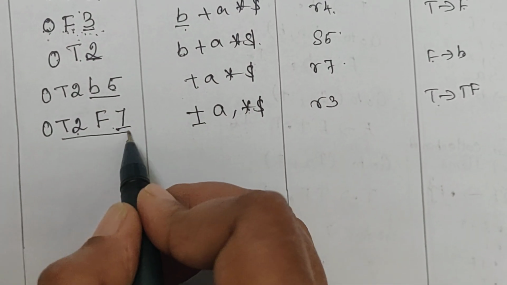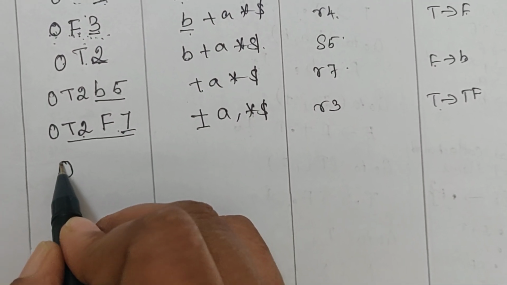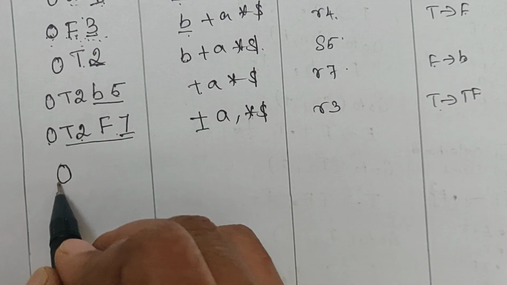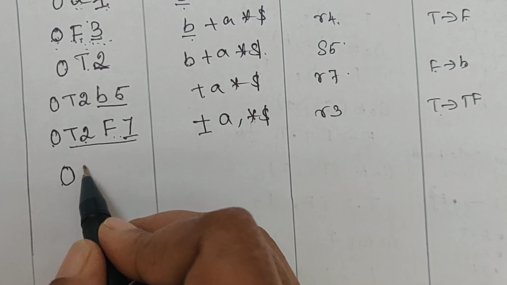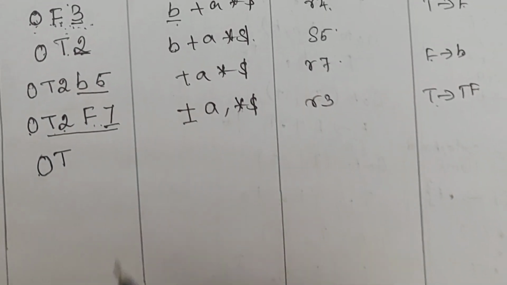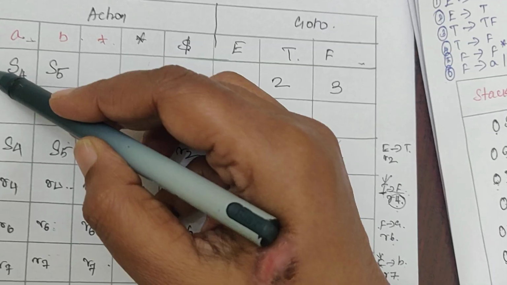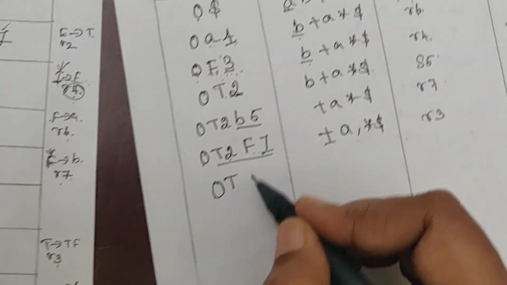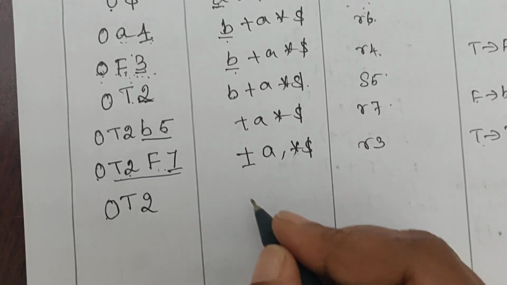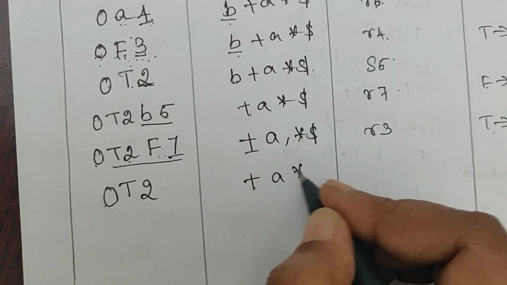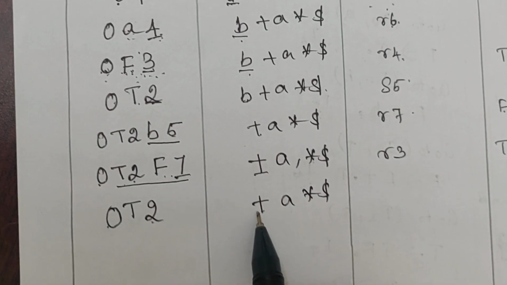So I have to reduce this entire thing. So 0 alone will come. Left hand side it will retain. So 0 alone will come. T and F will be converted into T. So I have to check 0 on T. It is 2. So write 2 here. And now you will get plus A star and dollar.